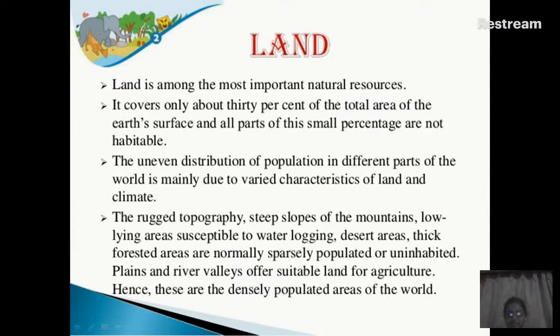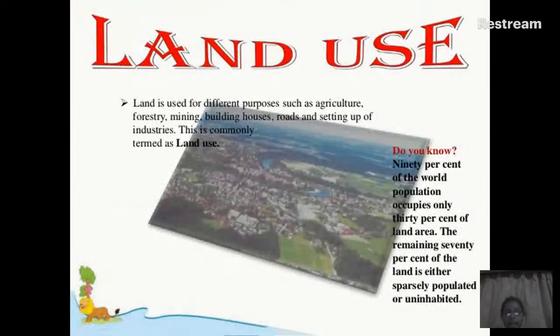Next is about land use. What is land use? Land is used for different purposes such as agriculture, forestry, mining, building houses, roads, and setting up of industries, and this is commonly termed as land use.